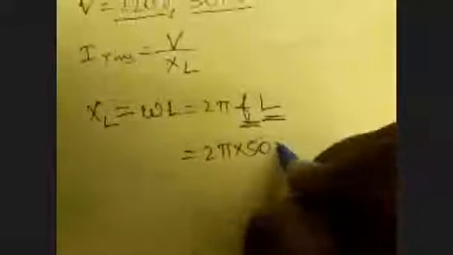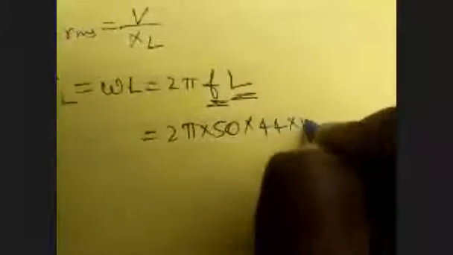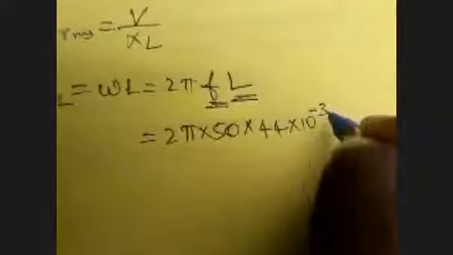V by XL. What is XL? Omega L, that means it's 2 pi F L. They are given F and L. F is 50. L is 44 millihenry, that is 10 power minus 3 Henry. So with all this, we are going to get XL.